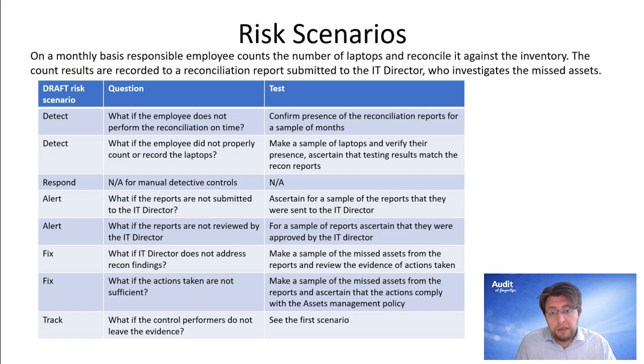Now, fixing, we have two components for fixing here. The escalation might be done properly, however, nobody is taking action. For instance, the owner doesn't address reconciliation findings. So in that case, we need to take the missed assets and see what was done to remediate them, and it relates us immediately to the next question, whether the actions taken are sufficient or not.